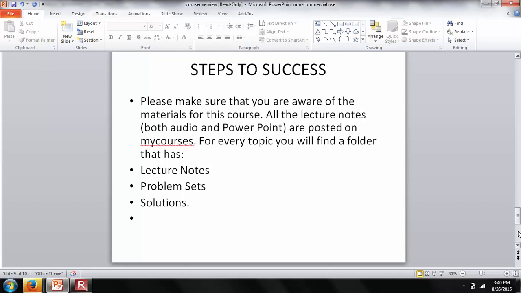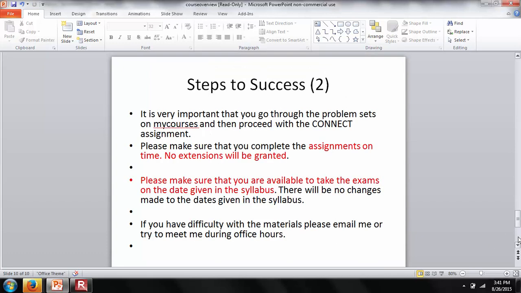Now, the main reason why I post the problem sets and the solutions is because for some of the chapters, once you study the chapter, you might need some more practice. So you definitely want to take a look at these problem sets. And what you'll also find is that on Connect, I do post 2 sets of problems. One is a practice problem, and the second is an actual problem. So you want to make sure that both the practice as well as the actual problems are completed in a timely manner. And the reason why I say that is because usually there will not be any extensions given.